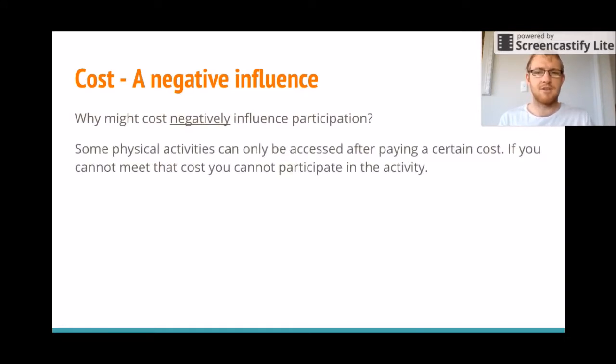Some activities can only be accessed after paying a certain cost, and if you can't meet that cost, well, there's no way around it. If they say this activity costs this much and you can't pay that, you can't do it.